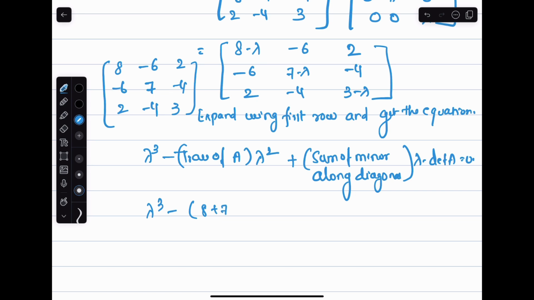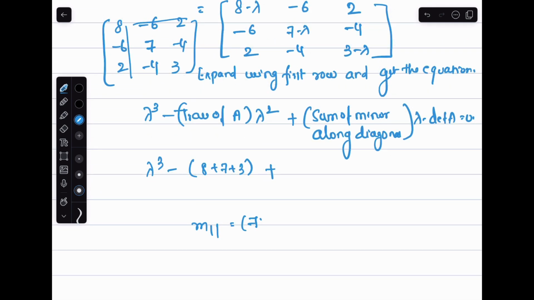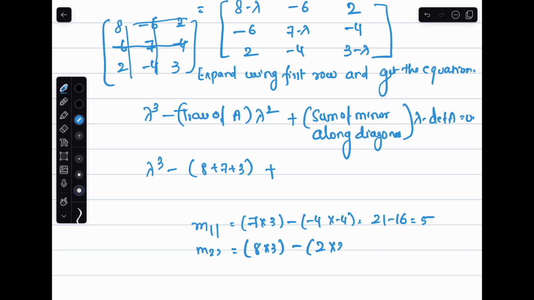So what is that? 8 plus 7 plus 3 is the trace. Now we are finding the minors. What is the first minor? 7 into 3 minus of minus 4 into minus 4, so you will get 21 minus 16 is equal to 5. Now M2: we are eliminating the second row and second column. It is 8 into 3 minus 2 into 2. 8 3s are 24 minus 4 is equal to 20.